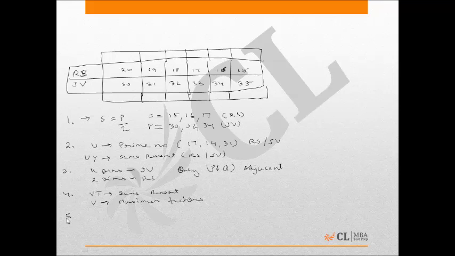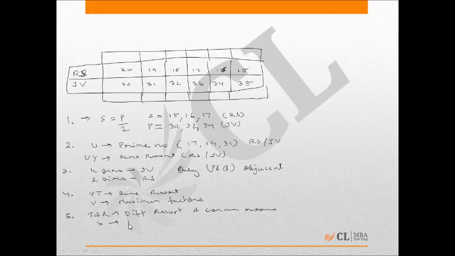Fifth point. T and R, who did not stay in the same resort, stayed in corner rooms. T and R, different resorts, and in corner rooms.